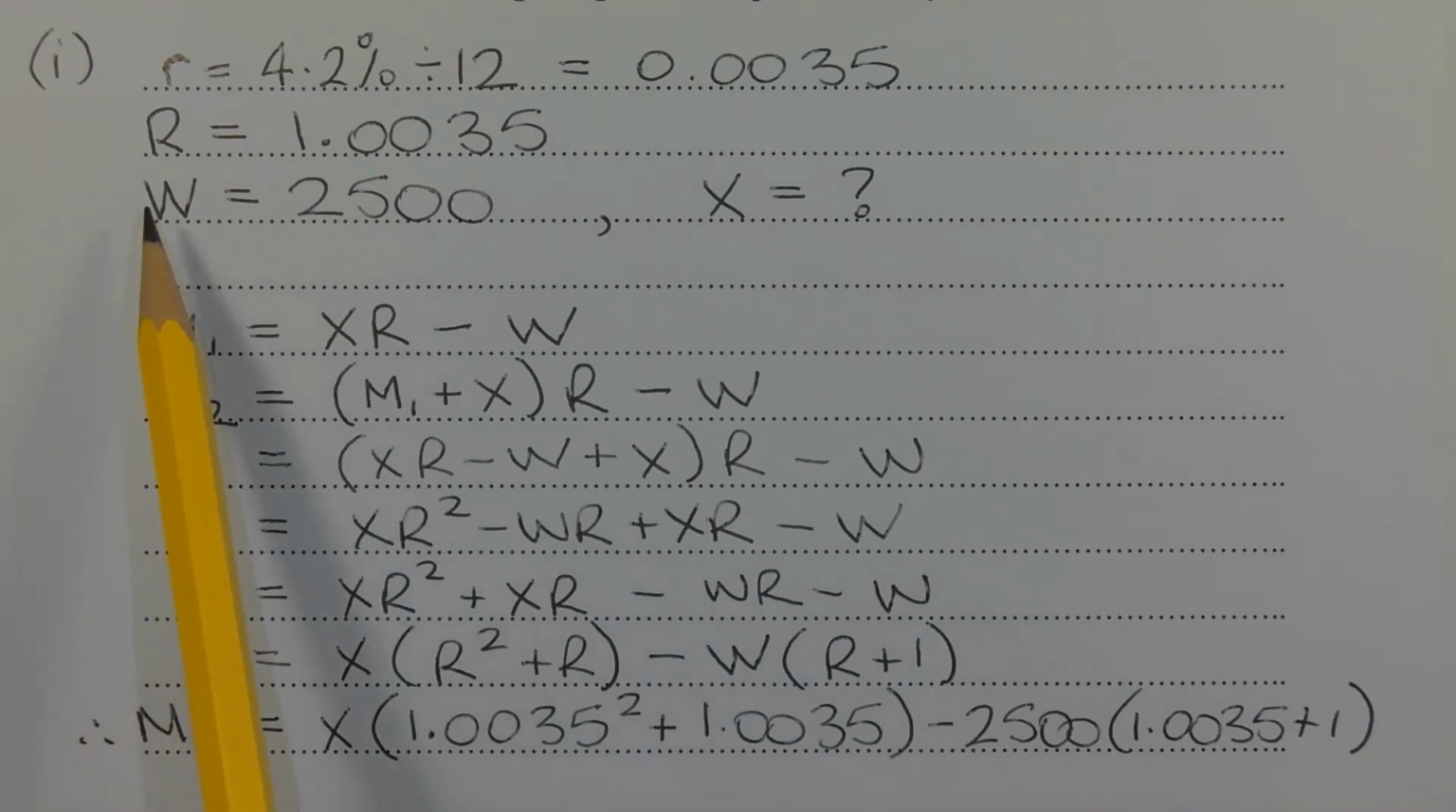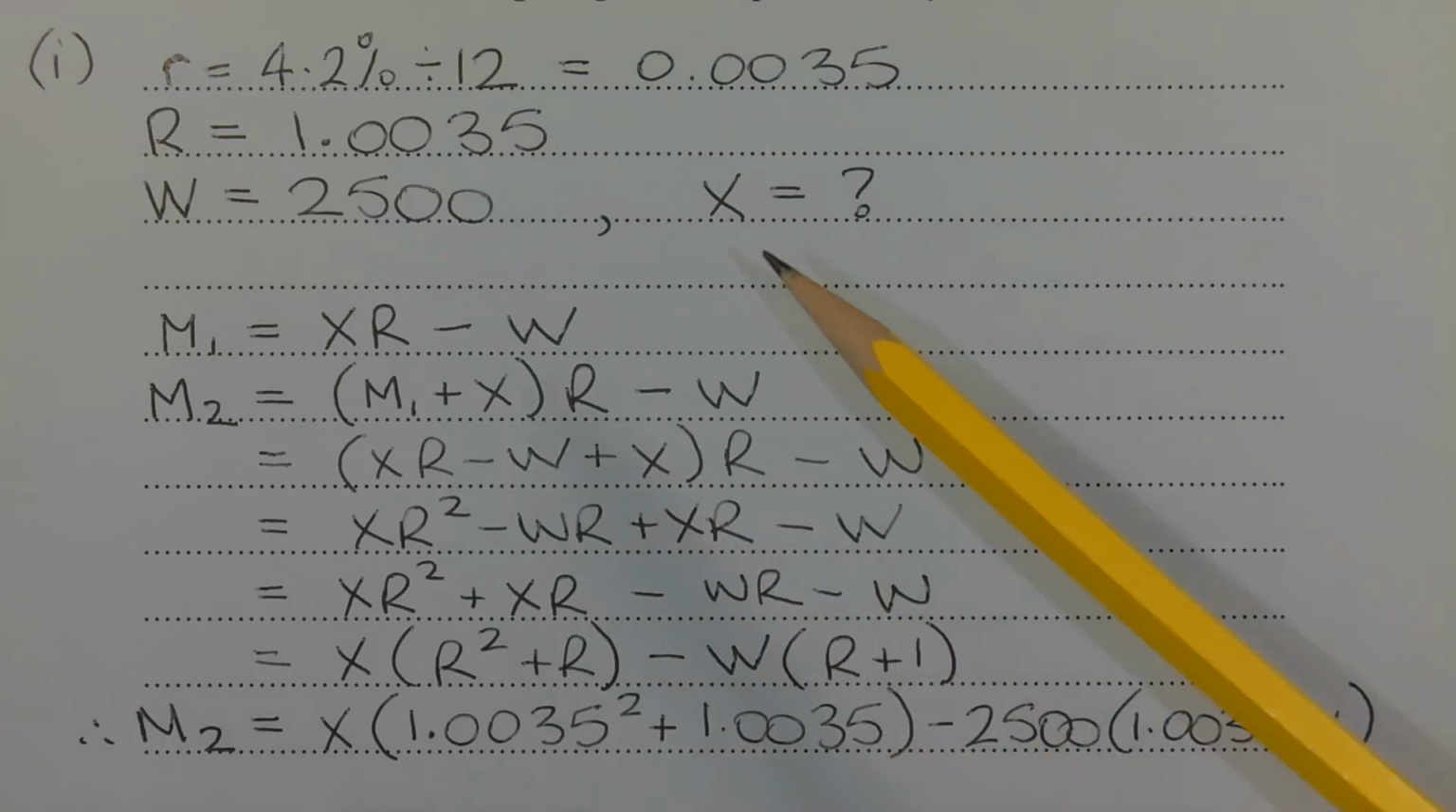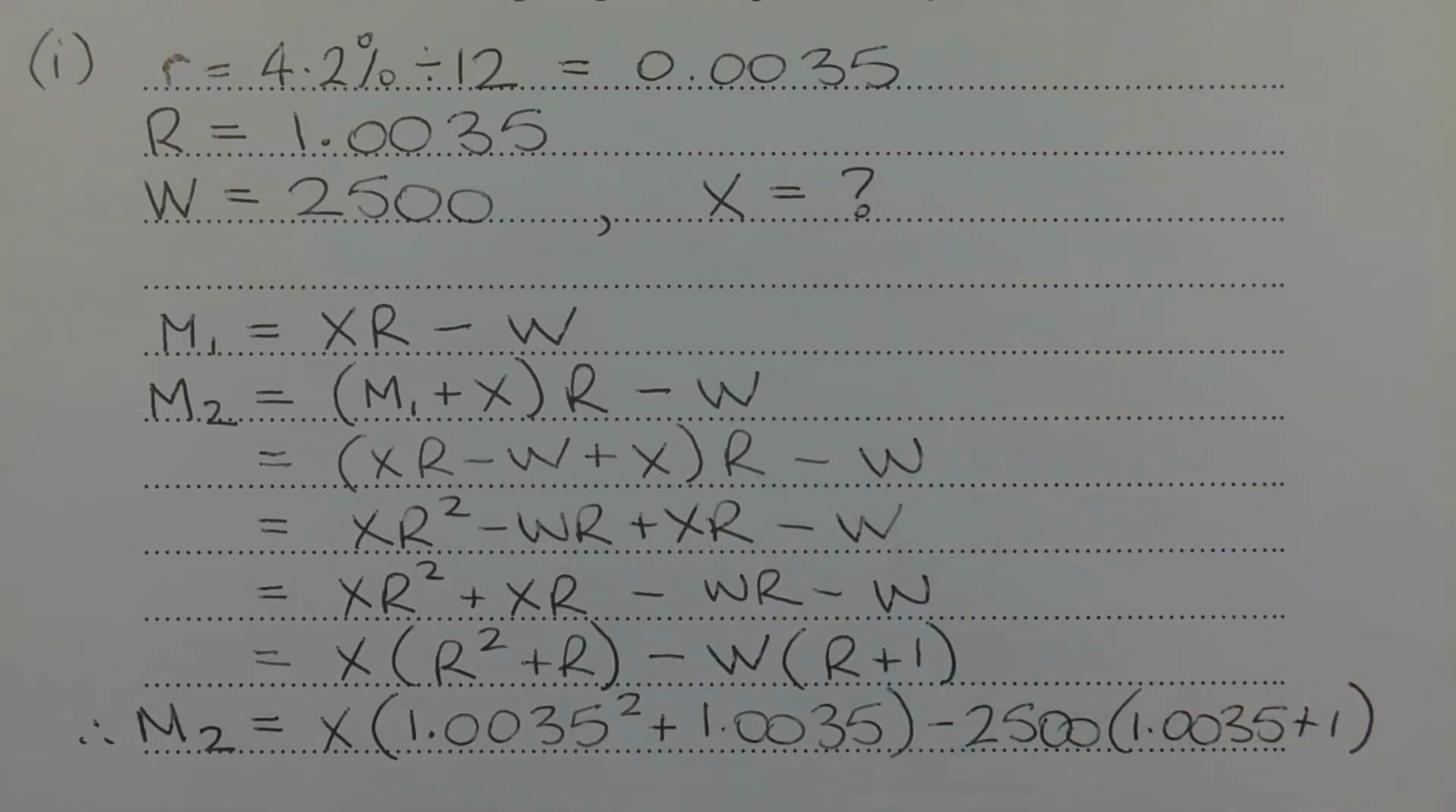Let's define capital W as 2,500, and that represents the amount that's taken out of the account to cover the loan repayment. So that's $2,500 per month. And X is question mark, since we don't know what X is, and ultimately we will need to find that out in part 2. So let's model this financial situation.